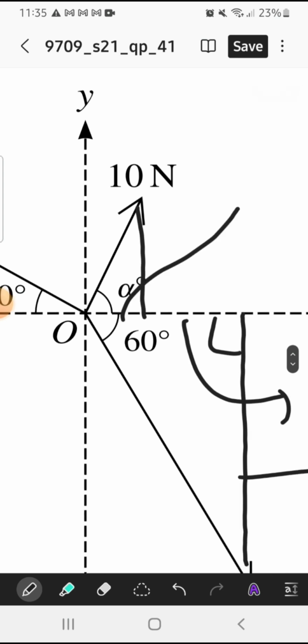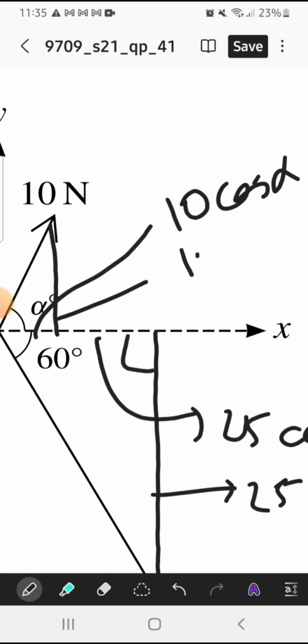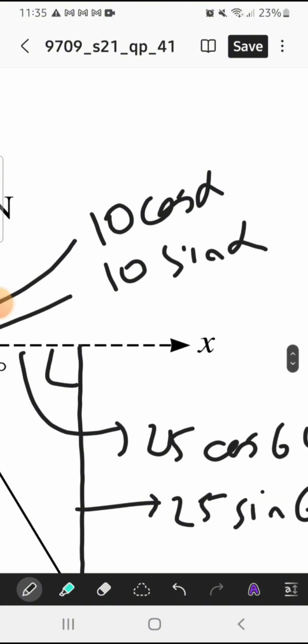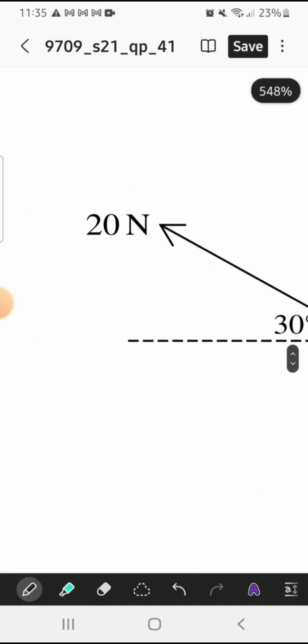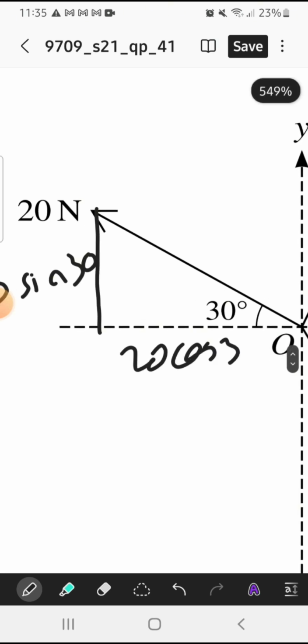Here we have 10 cos alpha, here we have 10 sin alpha. I'll just assume that on the vertical direction we have sin, and on the horizontal direction we have cos. So in that case you also have here, similarly, 20 sin 30 and 20 cos 30.